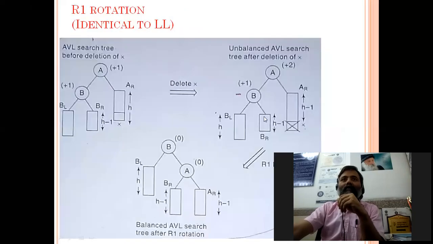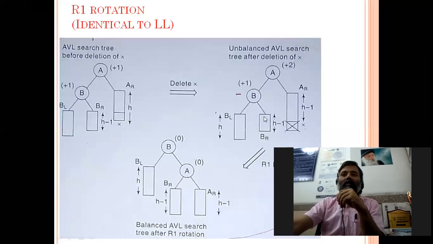Now, R1 rotation is similar to R0 rotation, and identical to LL. You can see here, we are deleting, balance factor plus 2. All the explanation is the same as previous. Here, the balance factor of B is plus 1. So we will say R1 rotation. And the R1 rotation is, again, you can see the same.